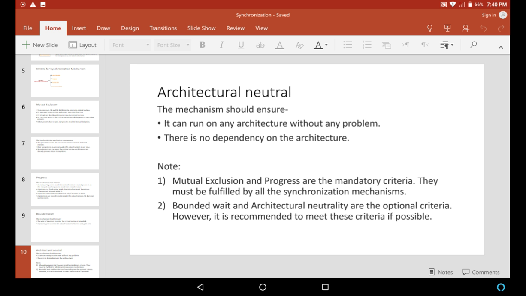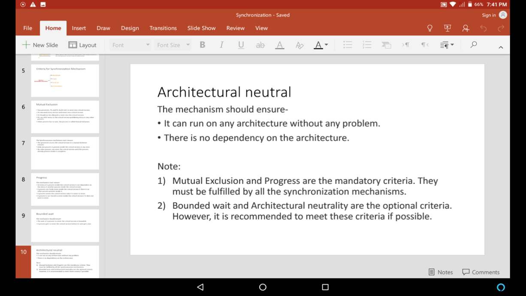Now the next rule is architectural neutrality. The solution should be designed such that it is generic. It should not be dependent on the hardware configuration, operating system, or any other software or system software. It should be neutral, and it should work with the same capacity on any machine. That is, it should ensure that it can run on any architecture without any problem. There should not be dependency on the architecture. That means the solution should be generic, portable and universal.